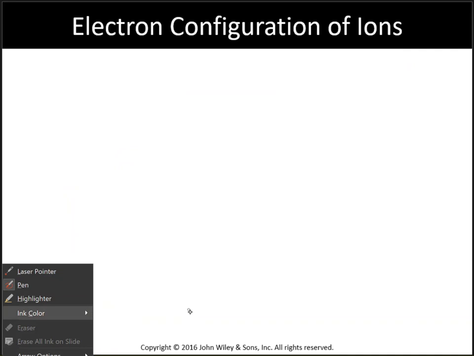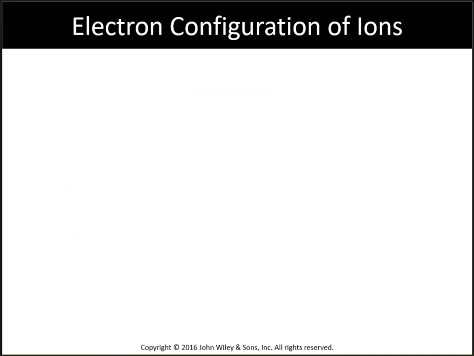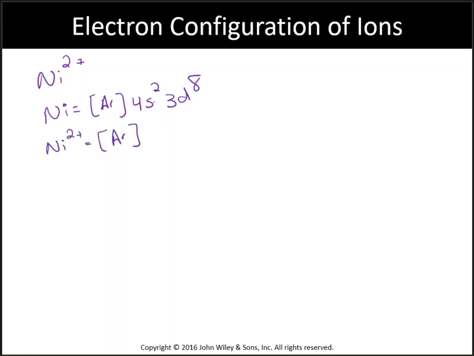So let's do another example. You want to write the electron configuration for nickel 2+. To do that, we are first going to write the electron configuration of nickel in metallic form by itself. So nickel has 28 electrons. The electron configuration is argon 4s2, 3d8. Now for nickel 2+, we're going to remove the electrons first from the 4s. So the electron configuration of nickel 2+ is argon 3d8.